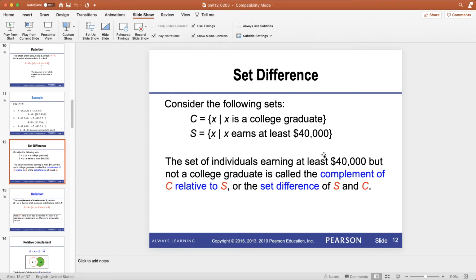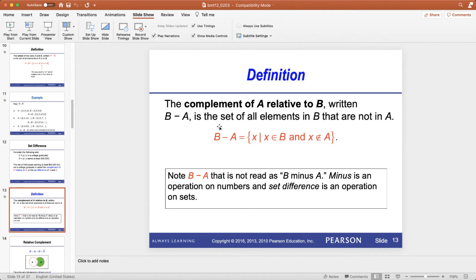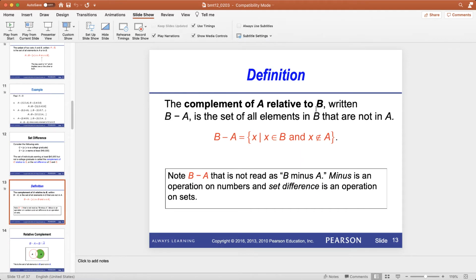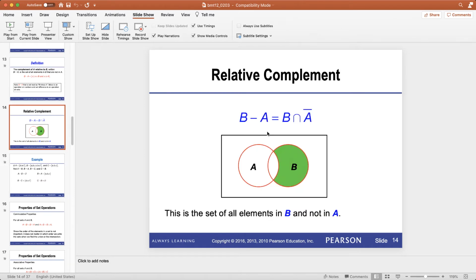Okay. Now the set difference is when you want the set of, like in this case, the complement of C relative to S, or the set difference of S and C, the difference. Okay, so the complement of A relative to B, written A minus B, is the set of all elements in B that are not in A. So basically, you're just getting the difference between the two. You're getting the ones that are not in there. So B minus A is all of these over here that are in B, but not in A.